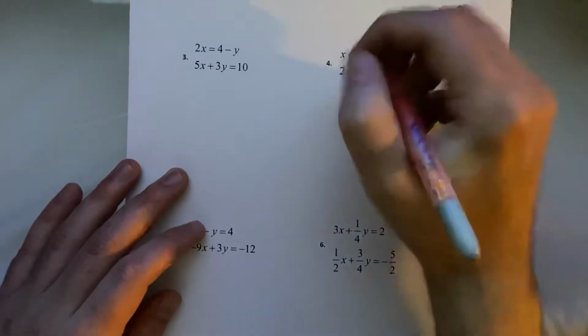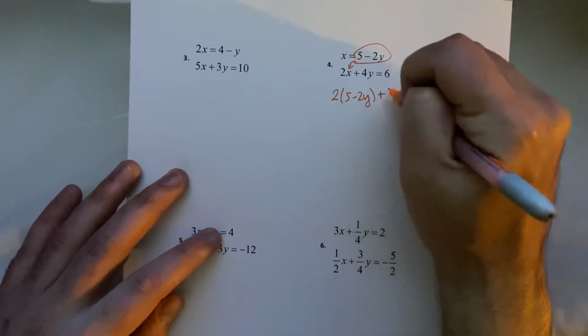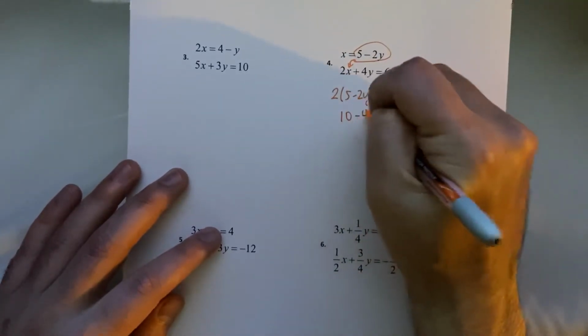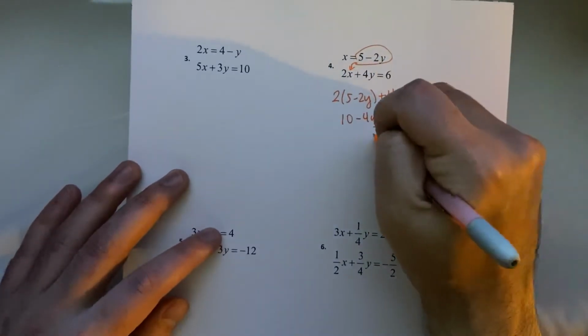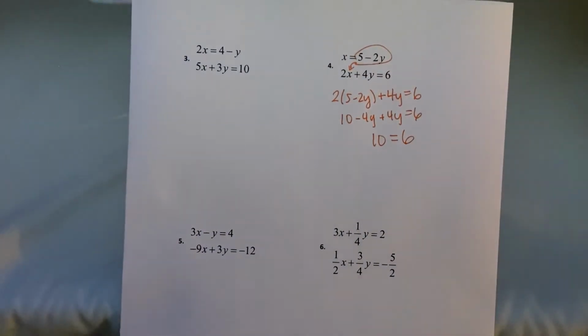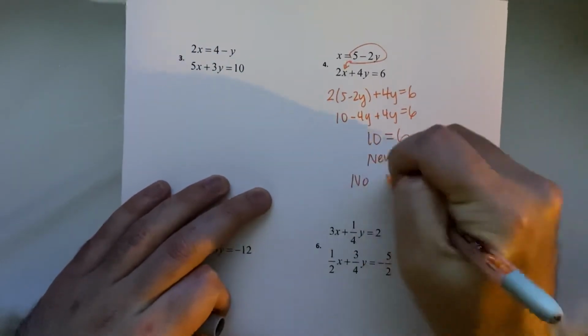5 minus 2y goes in for x. 2 times (5 minus 2y) plus 4y equals 6. Here we get 10 minus 4y plus 4y equals 6. When we combine, we notice we get 10 equals 6. So when is 10 equal to 6? Never, so this has no solution.